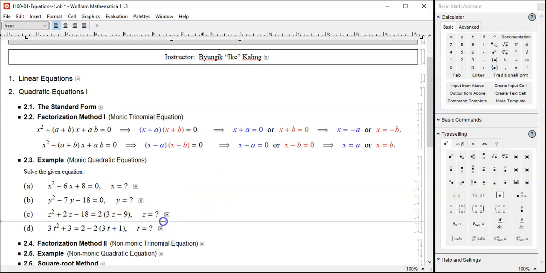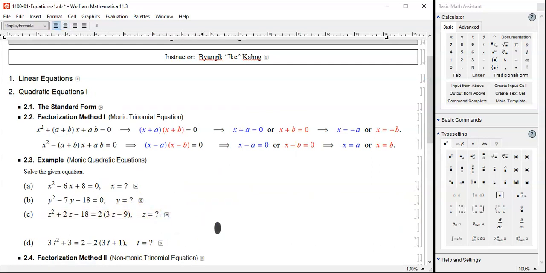So let's take care of the parentheses first, and then let's change it into standard form and do something about it. z squared plus 2z minus 18 equals 2. Well, we have to break up this parenthesis. 6z minus 18. Did I do this right? Okay. And then flip everything to the left-hand side.